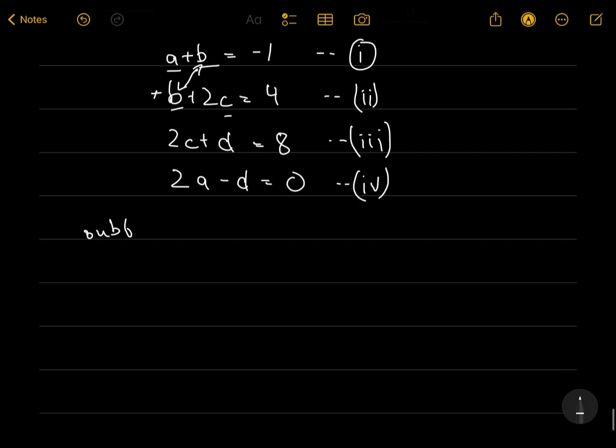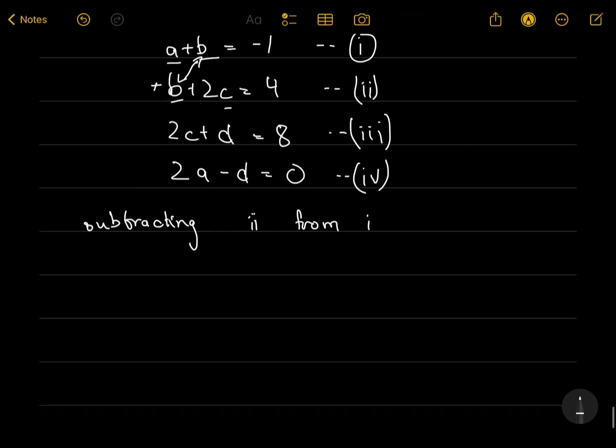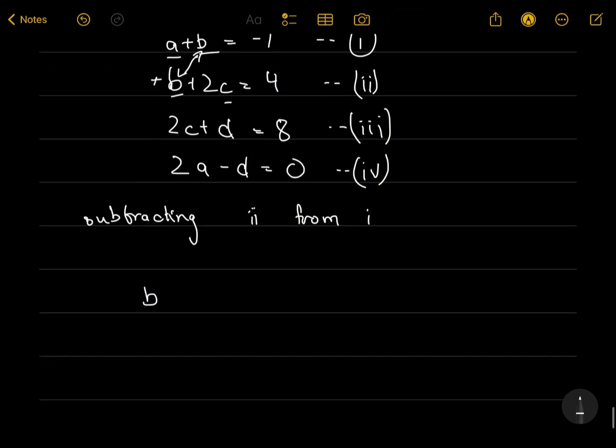So subtracting 2 from 1. So 2 from 1, that's B plus 2C equals 4. So B plus 2C equals 4, and here we get A plus B equals minus 1. We don't have an A here, so we leave the A outside, and we have a B, so B down here, and nothing else here, equals minus 1.